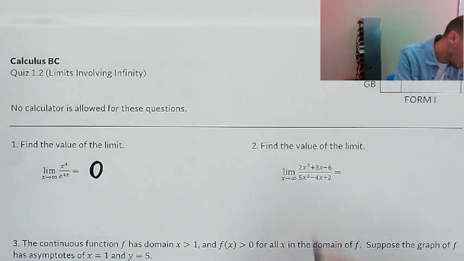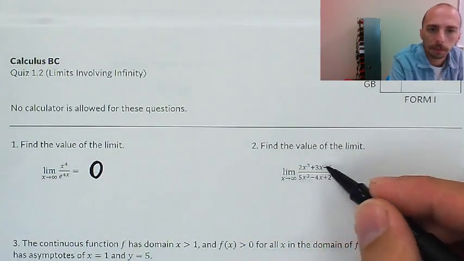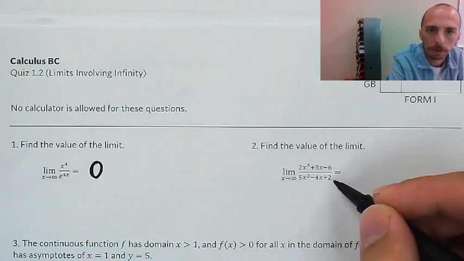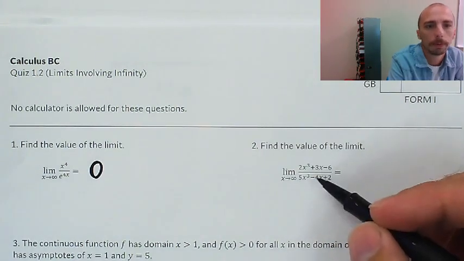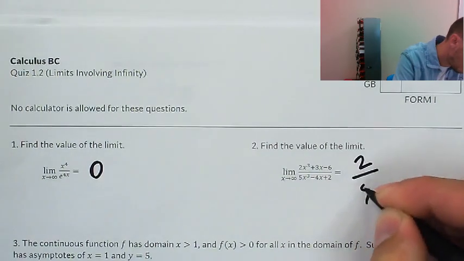Anyway. Okay, this one, x approaches infinity, so I'm thinking about growth rates. I've got 3 powers of x in the numerator, 3 powers of x in the denominator, so I know that since the exponents are the same, I'm going to be dividing coefficients. So it's going to be 2 divided by 5.